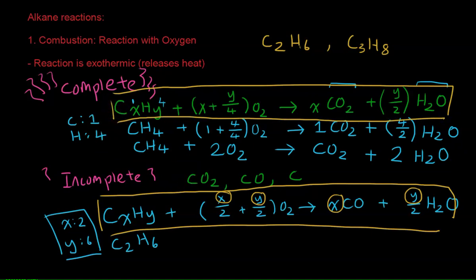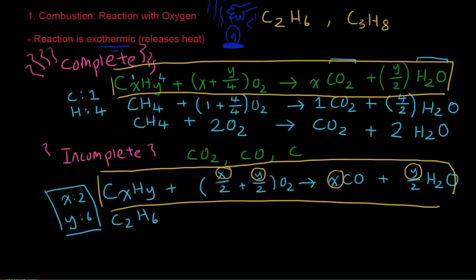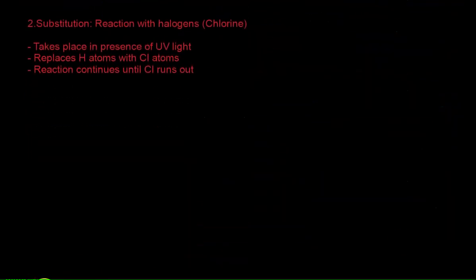Before moving on, let me just talk about this. Combustion is a process that releases heat, so it's exothermic. Obviously, because when there's fire, if you put your hand on it, it burns, right? Because it's exothermic, it gives off heat. So when you burn whatever fuels you have here, the chemical energy is converted to heat energy. That's why it's exothermic. Let's move on to the final reaction. The final reaction is called substitution reaction, which is to react with halogens, in particular chlorine.